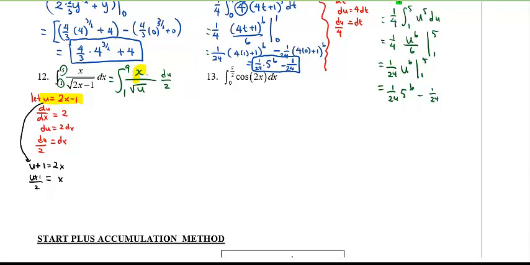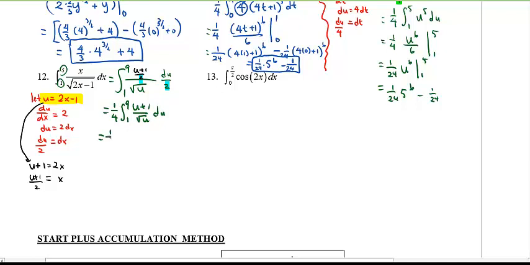So I will replace that x here with u plus 1 over 2. Ooh, lots of 2's. Be careful, these 2's do not cancel each other out. They're both dividing by 2. So actually they can be combined together and pulled up to the front as 1/4. And then I now have u plus 1 over root u du.